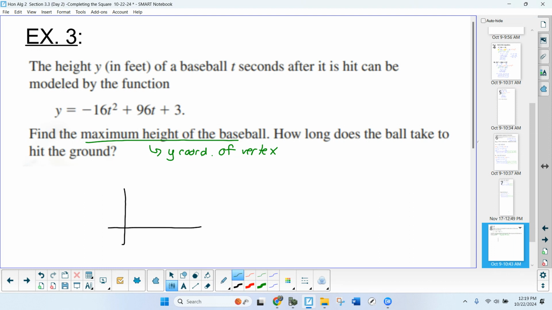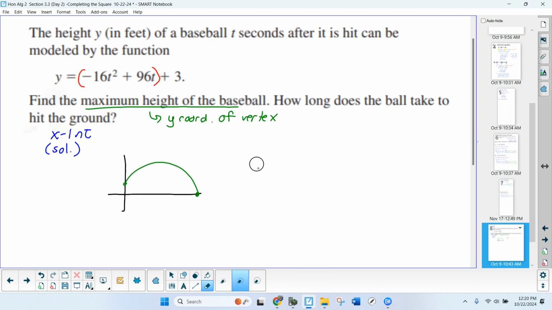Okay, how long does it take it to hit the ground? So you're hitting a baseball. We want to know when it hits the ground. That's the what? X-intercept. Okay, or the solution, right? Solve it. So there's lots of different ways to do this. Here's how I would do this. Since they want you to write it in vertex form, let's group these two together. What's a common factor? Negative 16? So let's pull out negative 16. When you factor out a negative 16, what is left?